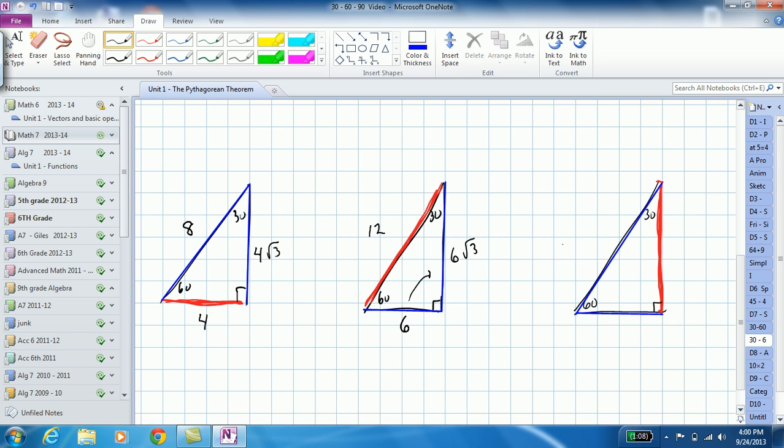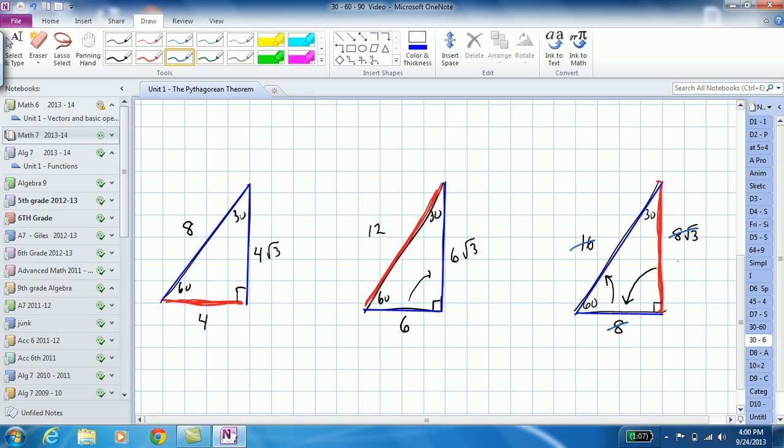The hardest ones are when you're given the long leg, and I'll do two with the long leg. First, if you were given 8 root 3, you would divide by root 3 to get to the short leg, and that would be 8, and then you would double it to get to the hypotenuse, which would be 16. The short leg is the hinge. Now it's a little bit different if you have a number that doesn't have the root 3.